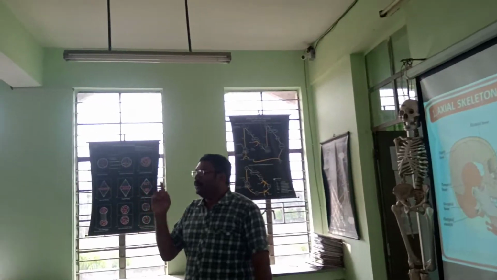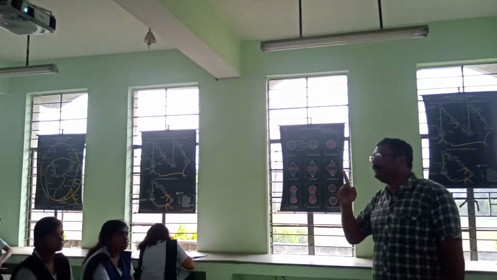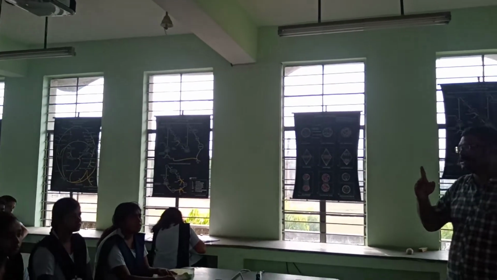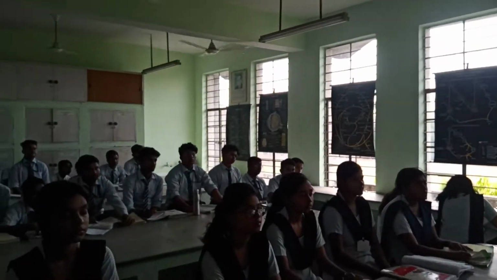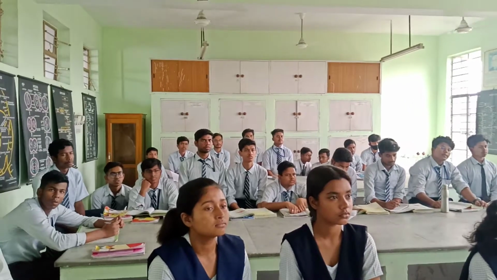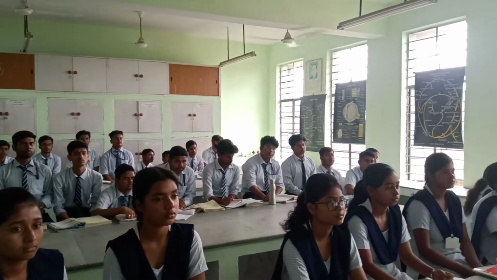So now, 8 bones in the cranium box, 14 bones in the face, and 1 bone is the wide bone. In total there are 23 bones. Now come to the wide bone. This is the wide bone.